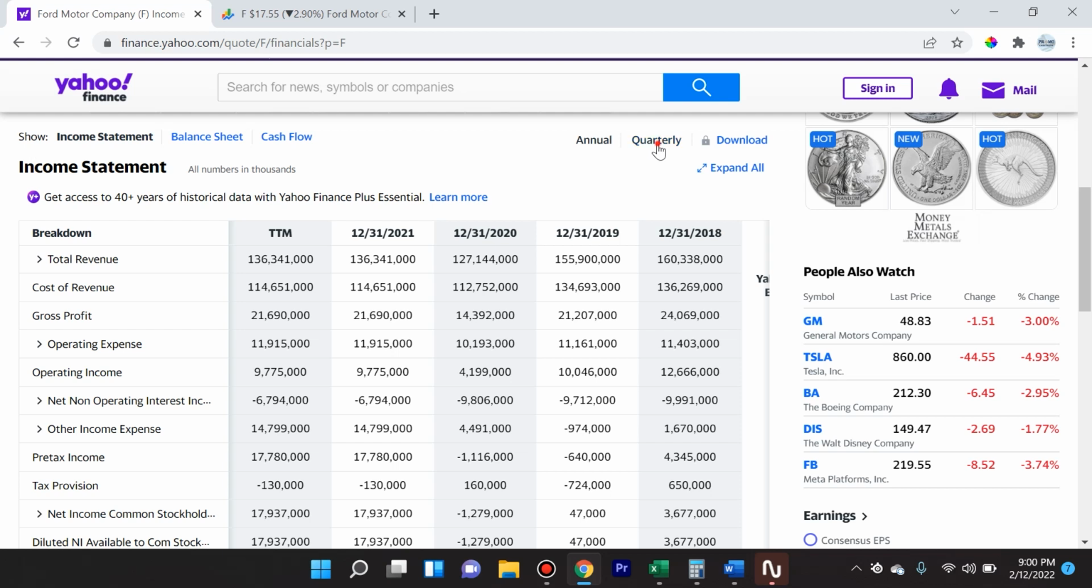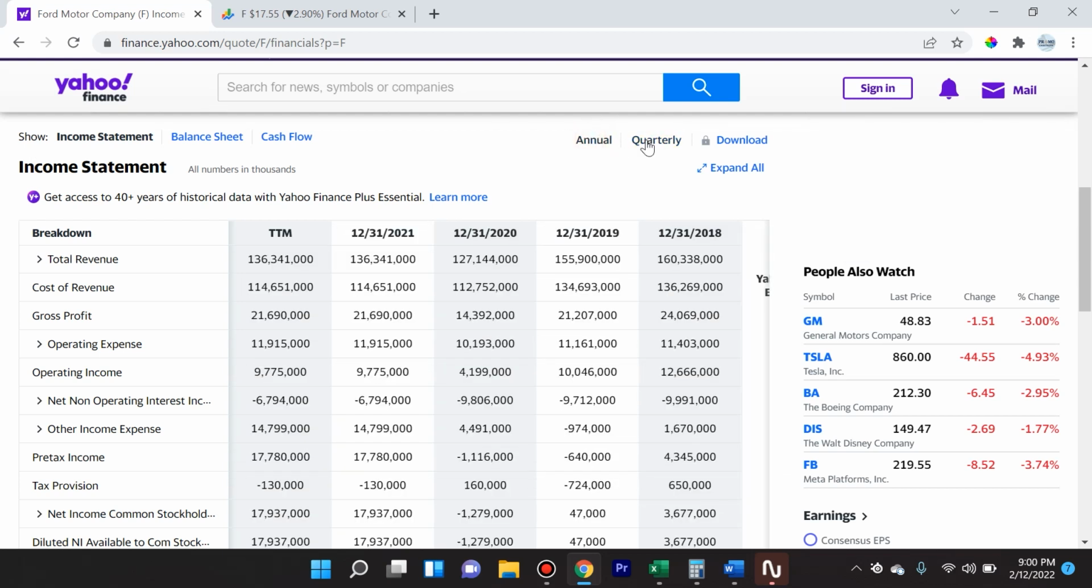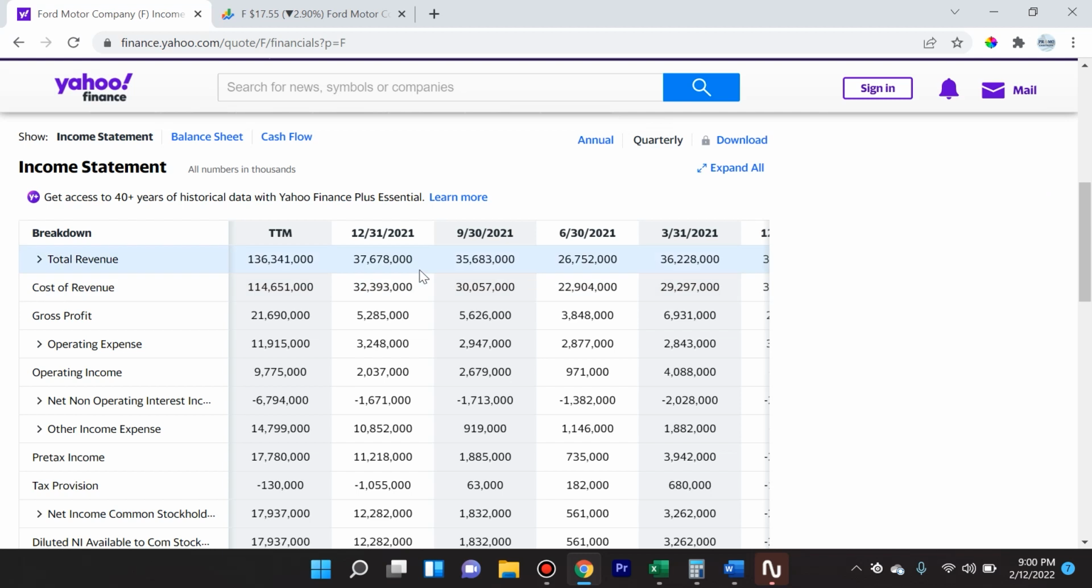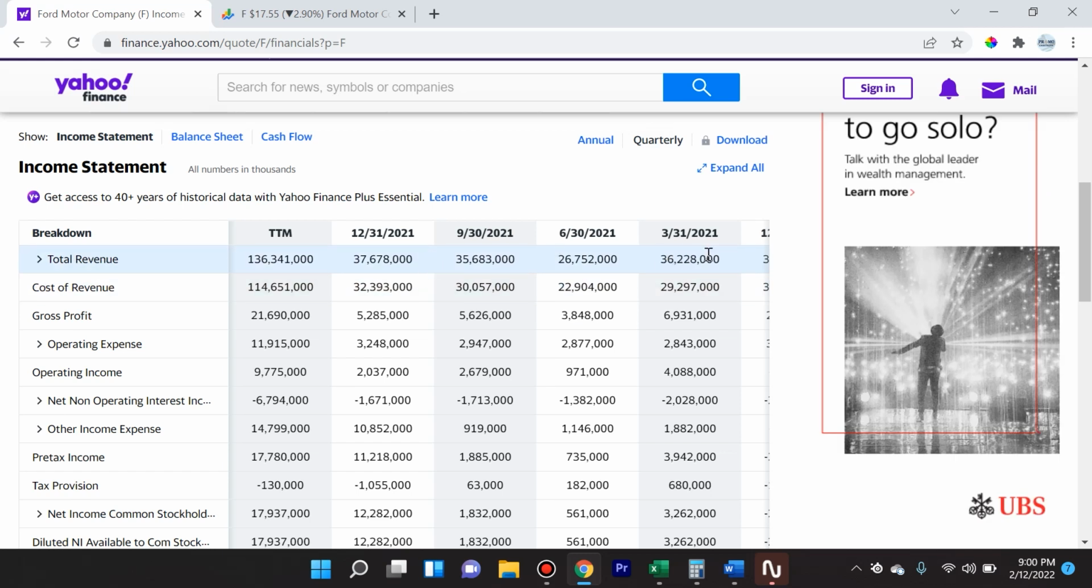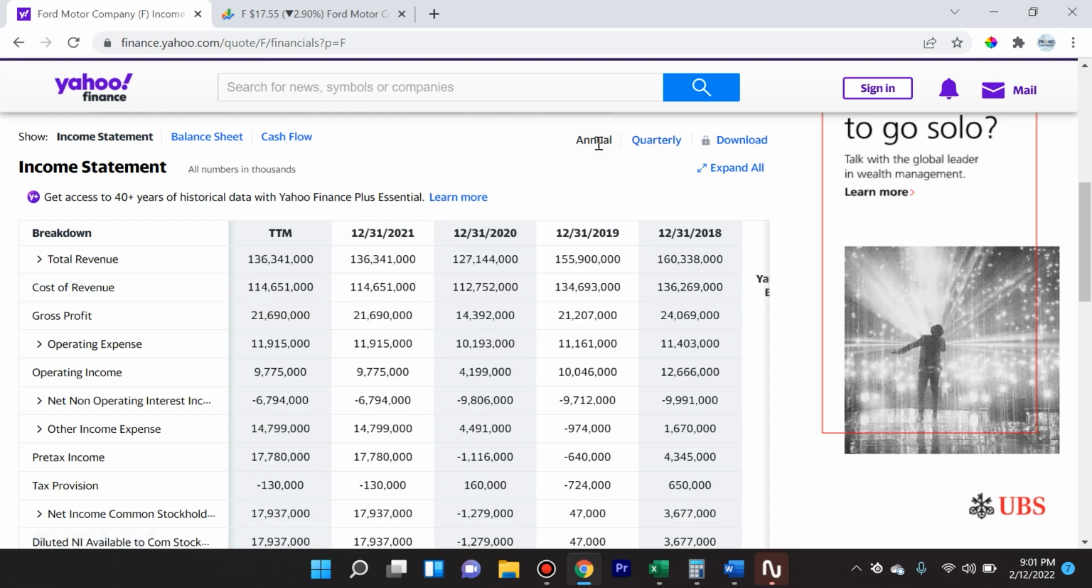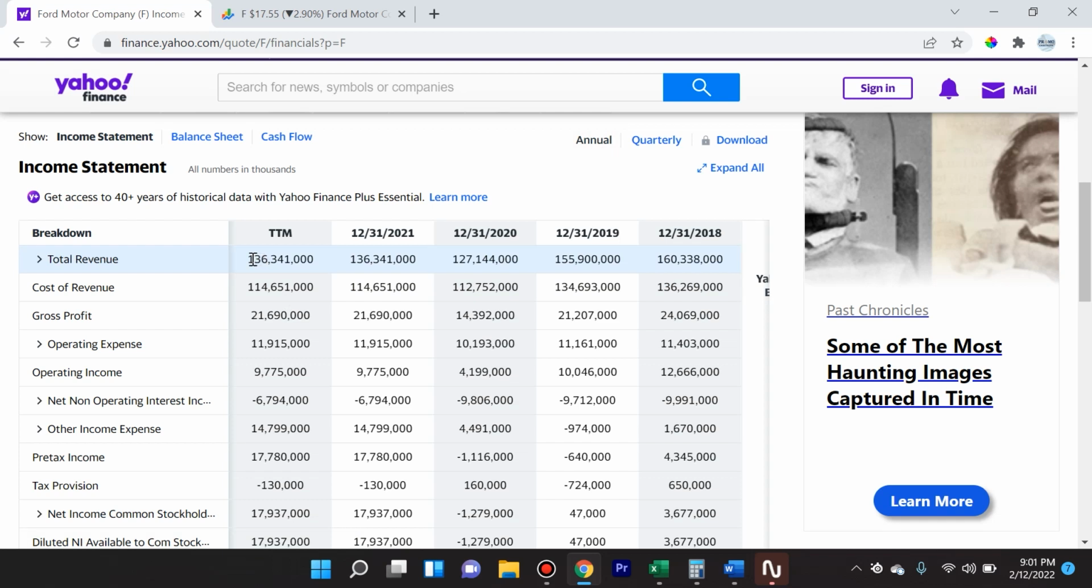Now be mindful that there's quarterly and annual that you could toggle over here. And if you're looking at quarterly, make sure it's not a seasonal business, because that might throw you off. Every summer, let's say, Ford might have much lower sales, and so you may think that Ford is slowing down, but it's just a seasonal thing. So for the purpose of this video, we're going to stick to annual. And we're going to be taking a look at the trailing 12 months, which is basically the same figures as here for December 31st, 2021. I'm creating this video in February 2022.